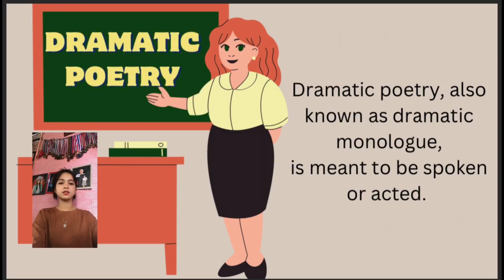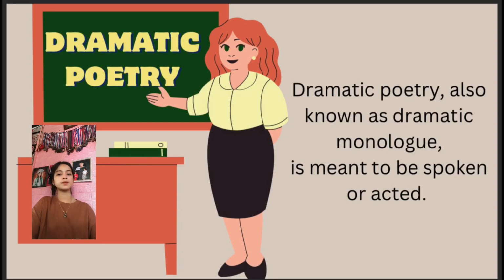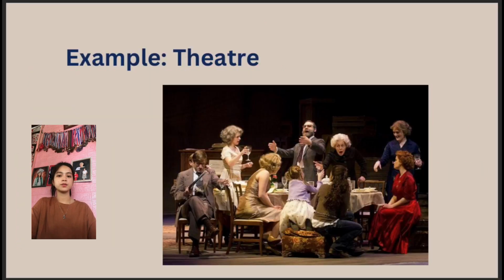And now we have the last genre of poetry, which is the dramatic poetry. Dramatic poetry is also known as a dramatic monologue. It is meant to be spoken or acted. So I have here an example of dramatic poetry, which is the theater. The theater is like a movie, but real people are acting out the story on the stage. They exchange dialogues, and that is an example of dramatic poetry.